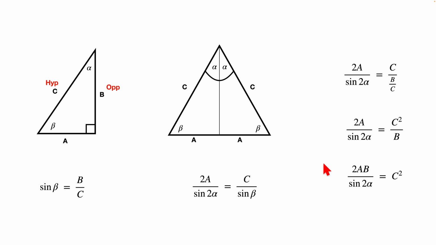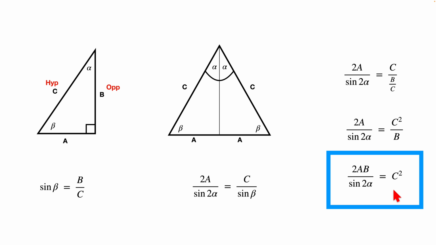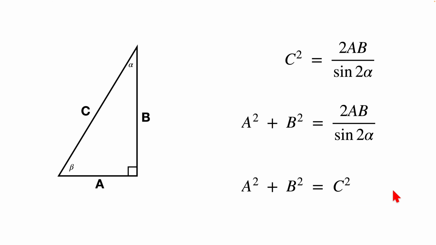What do we do next? We multiply by b. 2ab divided by sine 2 alpha equals c squared. And if you remember, that's what we were trying to show. So we'll bear that in mind for later. These are the steps: c squared equals 2ab divided by sine alpha, and we've done that one. That was the easy one.